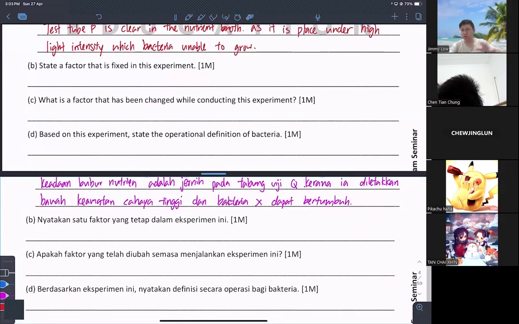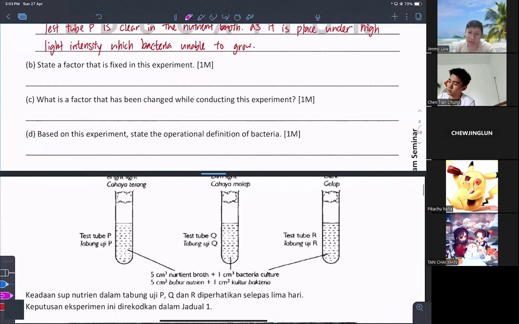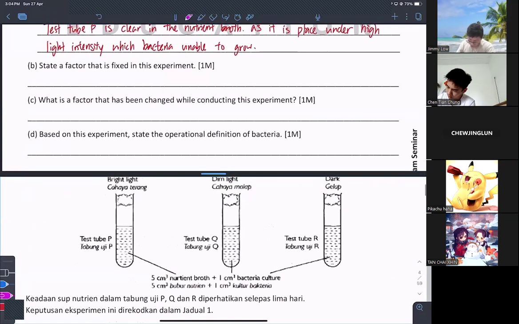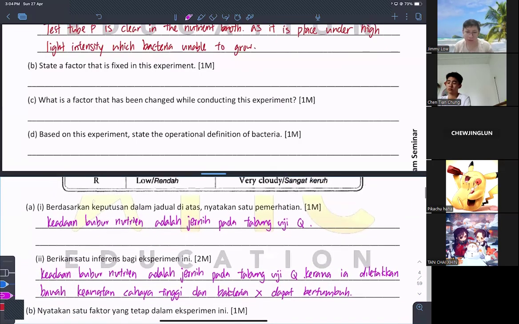State the factor that is fixed in this experiment. You see, the question is asking you to give the factor, what is called pemboleh ubah dimalarkan. Okay, the constant variable, but in another way of expression. Factor that is fixed. So in here, just look back to your diagram. What thing is fixed in this experiment? Just ask yourself. Now you can say the volume or the quantity of the solution. Can. Or else you want to say the size of test tube. It matters as well, because you cannot say I use a big test tube, I use a small test tube. Doesn't matter.